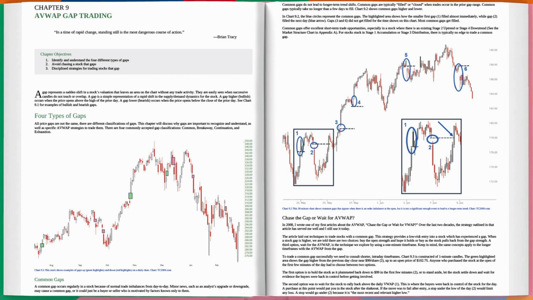Common gaps offer excellent short-term trade opportunities, especially in a stock where there is an existing Stage 2 uptrend or Stage 4 downtrend. See the market structure chart in Appendix A. For stocks stuck in Stage 1 accumulation or Stage 3 distribution, there is typically no edge to trade a common gap. Chase the gap or wait for AVWAP.